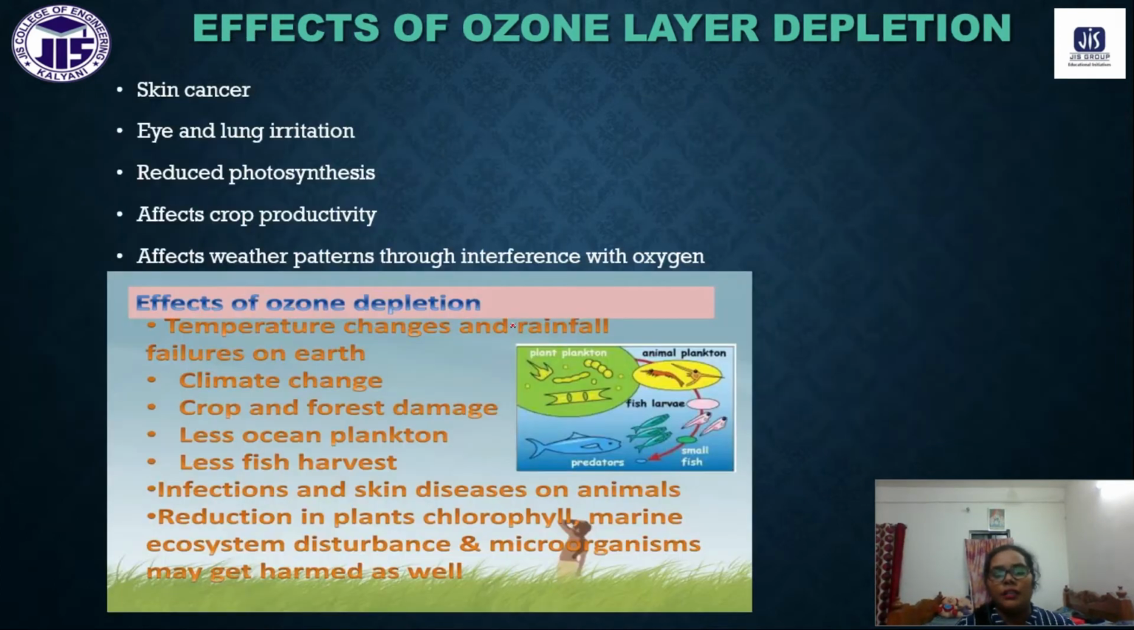Okay, these are some of the effects of ozone layer depletion: skin cancer, eye and lung irritation. It also reduces the rate of photosynthesis, which is again very harmful for the plants. It can affect the crop productivity.